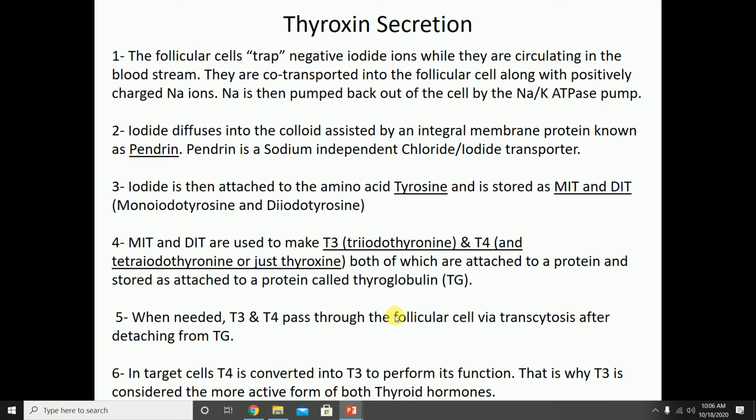Now that it's stored there, what happens when the body actually needs T3 and T4? Well, the T3 and T4 will leave that protein and will be transported through the follicular cell via transcytosis in order to reach the bloodstream. In target cells, T4 will be converted into T3, because again, remember T3 is considered the more active form of these two thyroid hormones.